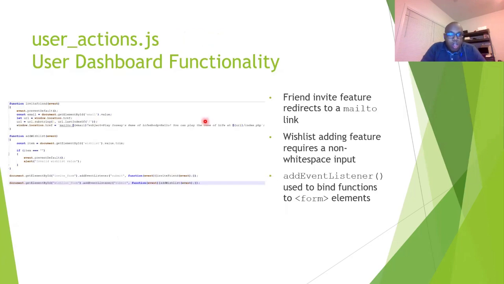Now, this functionality is also supplemented by the useractions.js file, which provides user dashboard functionality. For example, the friend invite feature redirects to a mail to link via this function, and the wish list adding feature requires a non-white space input, which is provided by this function. Both of these functions are bound to form elements via the add event listener JavaScript function.